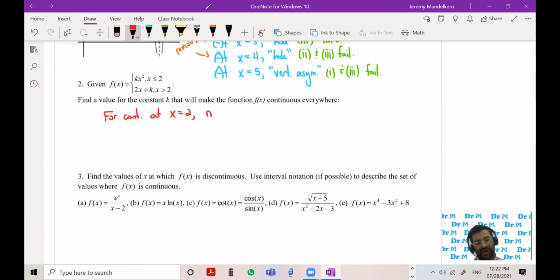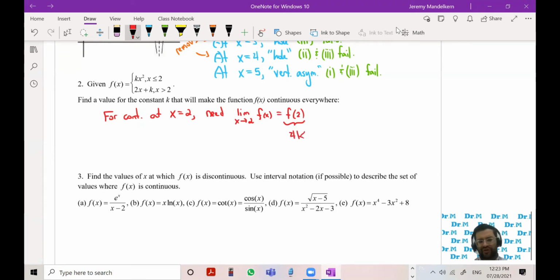So for continuity at x equal to 2, we need the limit as x goes to 2 to equal the function value f of 2. We can see from the definition of the function that f of 2 is given by the parabola behavior, because when x is less than or equal to 2, we behave like kx squared. So we plug 2 into the kx squared expression. The 2 plugs in for the x, so this gives us 4k.